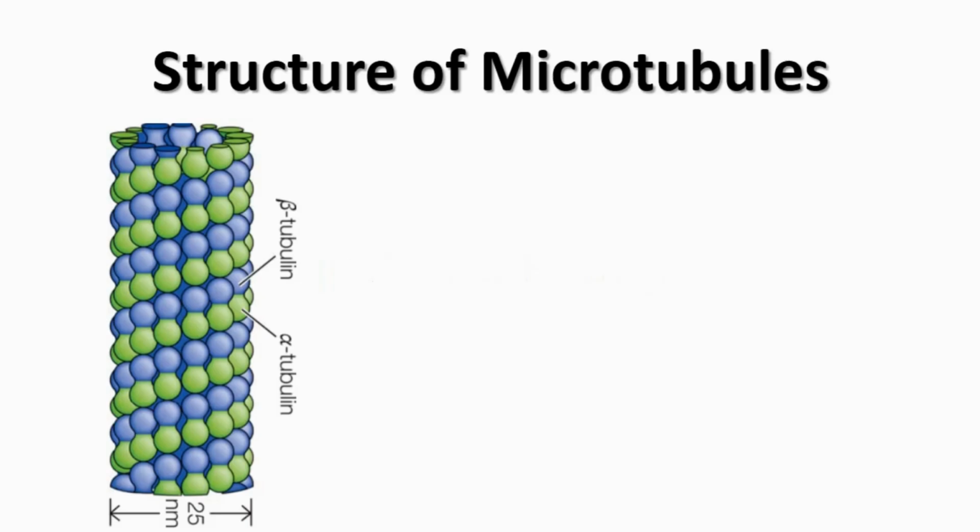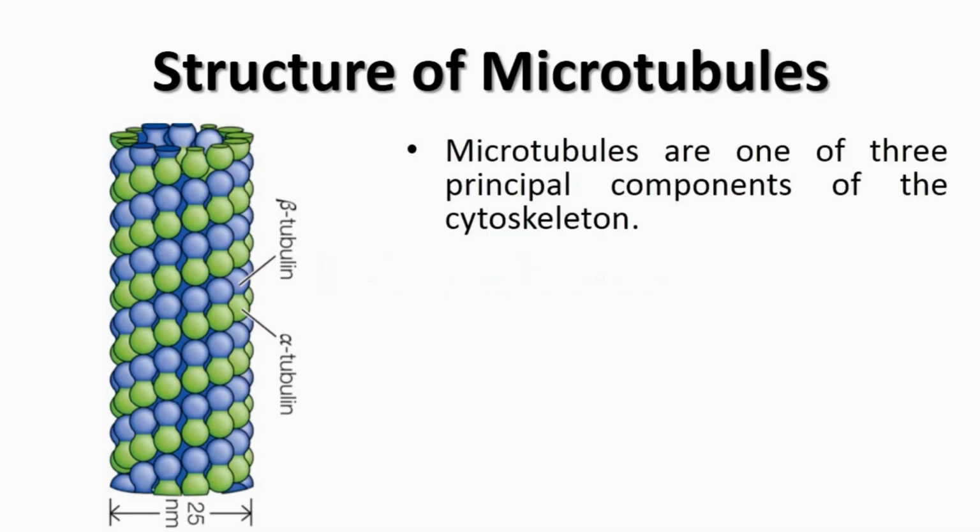The second cytoskeleton in today's session is microtubules. First, we will focus on the structure of microtubules. Microtubules are one of the three principal components of the cytoskeleton.